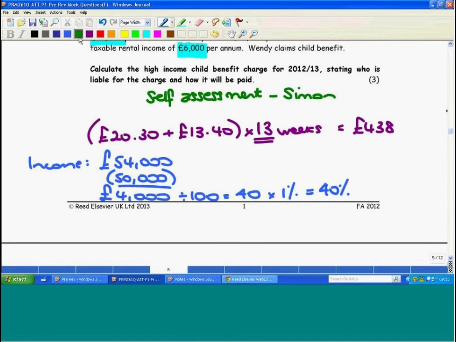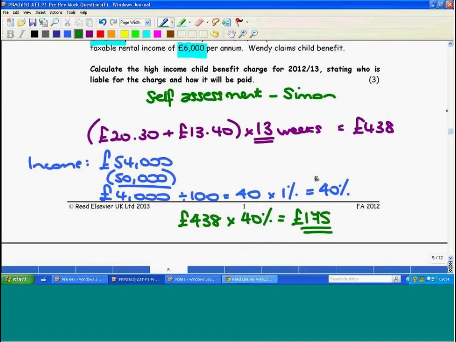So what that means is, yes, okay, Wendy, who's claiming it, can receive £438 for the 2012-13 tax year. However, Simon will have to pay 40% tax, which will equate to £175. Now that will just be included as a separate line within the tax liability calculation, and like we say, this will be paid through his self-assessment tax return, even though it's Wendy that's actually claiming the benefit.